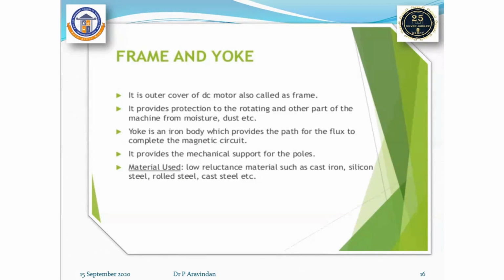So this is a very important point. Although we are discussing the same thing, we have to recall it here also. The yoke is an iron body which provides the path, path in the sense the route, for the flux to complete the magnetic circuit. It provides the mechanical support for the poles. The material used to construct your frame or yoke is a low reluctance material such as cast iron, silicon steel, rolled steel, or cast steel. These are the various materials you have to select for construction of your yoke.